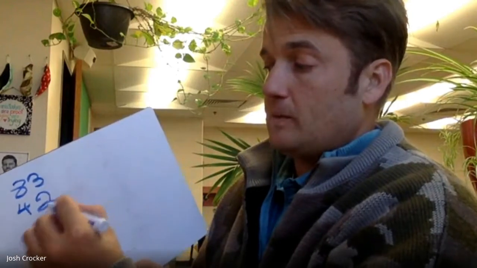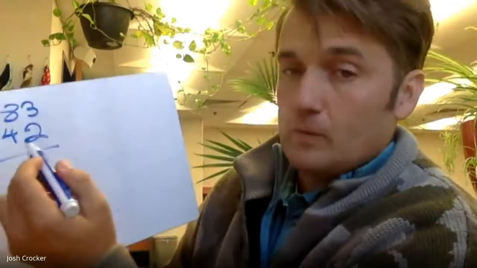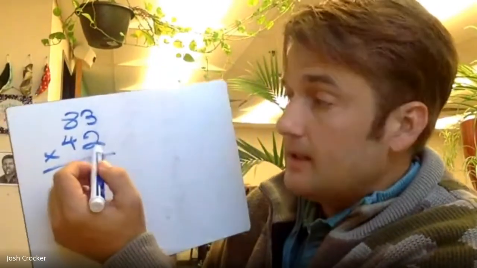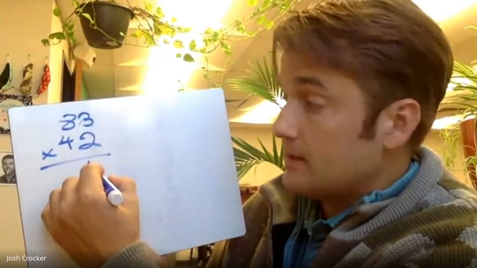Traditional method now. 83 times 42. So the first thing you want to do when you're multiplying with traditional method is you multiply the ones. Ones times ones, 2 times 3 is 6.